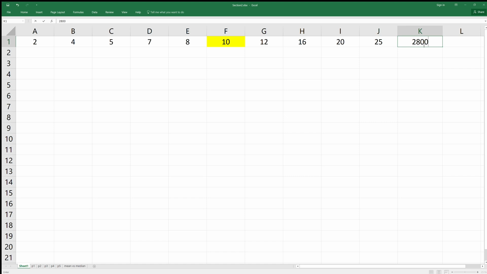So I can change that 28 into a 2800 or a 25.1. Why not 25.01? Or even another 25, of course. And it will not change the fact that 10 is the 6th of 11 numbers in order, right?